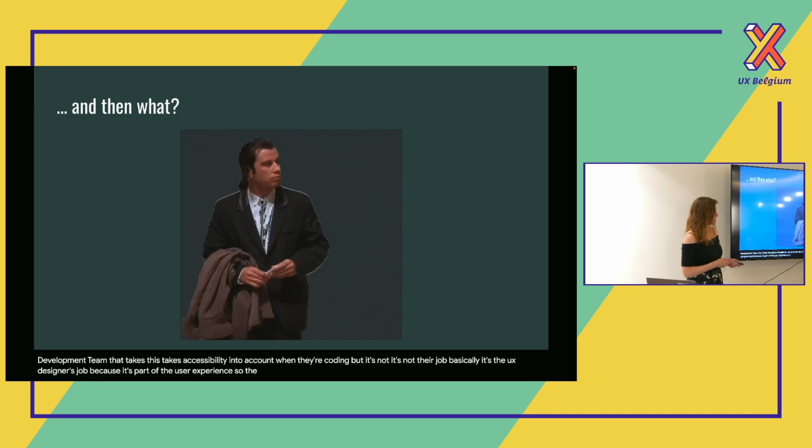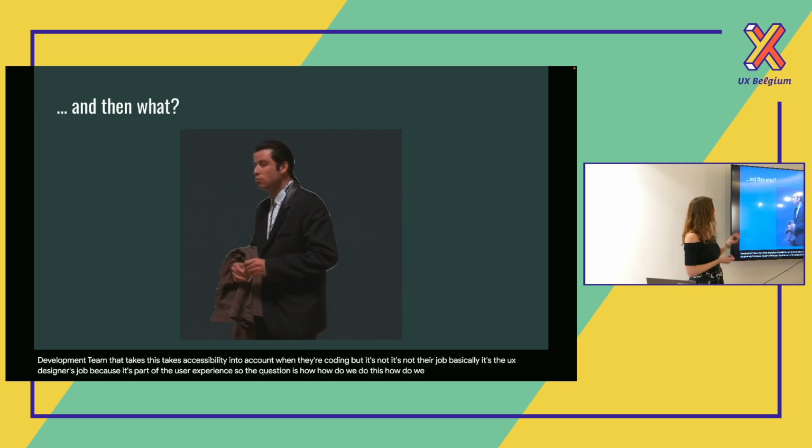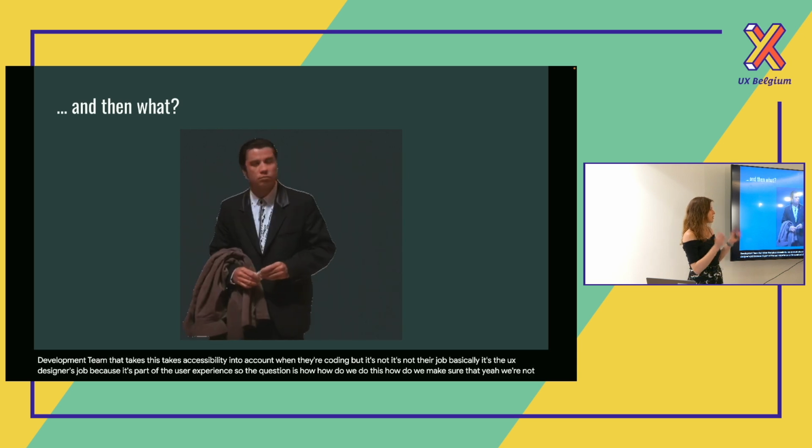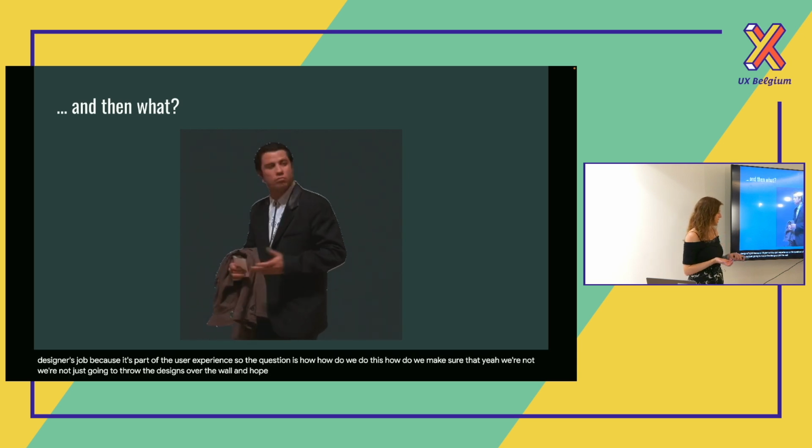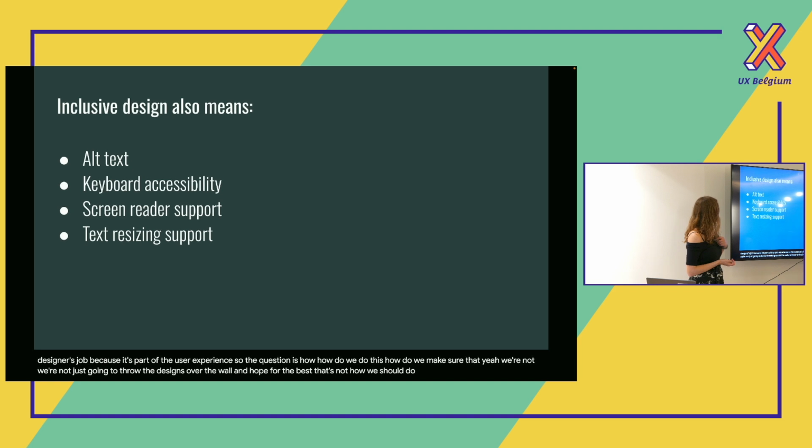So the question is how do we do this? How do we make sure that we're not just going to throw the designs over the wall and hope for the best? That's not how we should do it. Because inclusive design also means alt text.